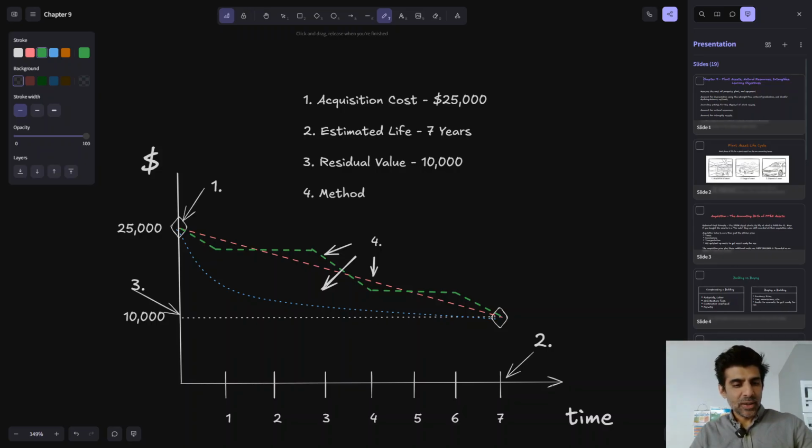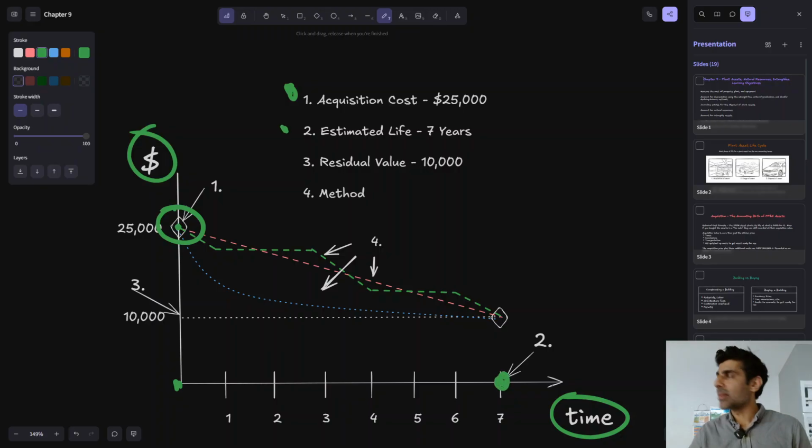Okay, so if we put this all onto a table here, or a graph. In this hypothetical, number 1, we start here at time equals 0. So the x-axis is time, y-axis is money. Number 1, the starting point at t equals 0 is this acquisition cost. Number 2, the estimated life is this point in time. That's our useful life. Number 3, okay, at this 7-year useful life, what is it worth? So this right here, or this, you can say, number 3, is the residual value. And then all these, we have various lines that link them, okay?